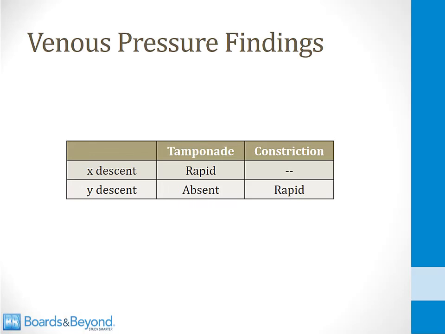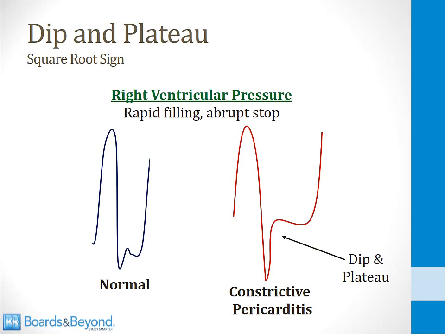On this slide, I've summarized some of the key venous pressure findings in patients with pericardial disease. So in tamponade, the X descent is rapid and the Y descent is blunted or absent. In pericardial constriction, the major finding is a rapid or prominent Y descent. Another classic hemodynamic finding of constrictive pericarditis is called the dip and plateau or the square root sign.